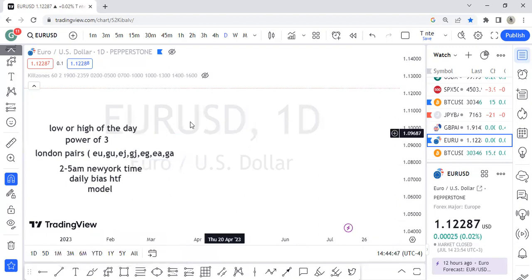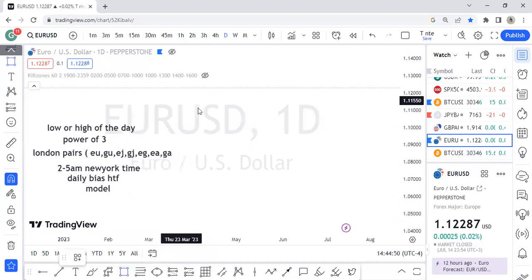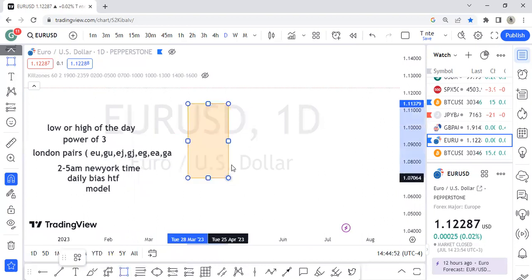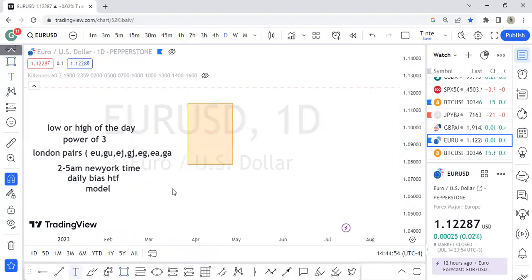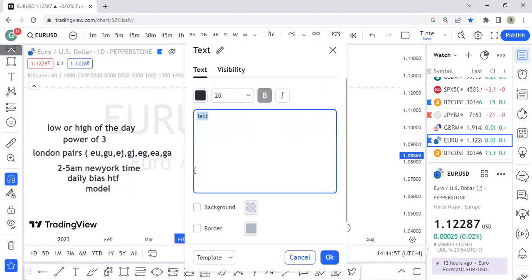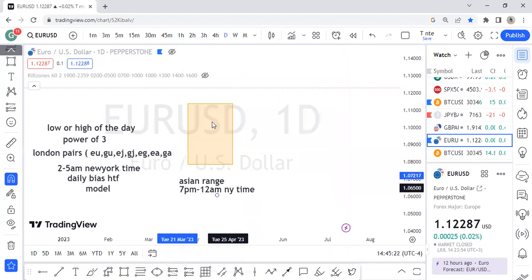Number one, the first thing you want to do is delineate your Asian range. So this is your Asian range now. This is the lower time frame approach. This is the lower time frame model, right? You trade this on the lower time frame, right? So you have to mark your Asian range, which happens between 7 to 12 a.m. New York time, right? You must have this at the back of your mind, right? So you must delineate your Asian range, which is 7 p.m. to 12 a.m. New York time. You must have that Asian range marked on your chart, right?